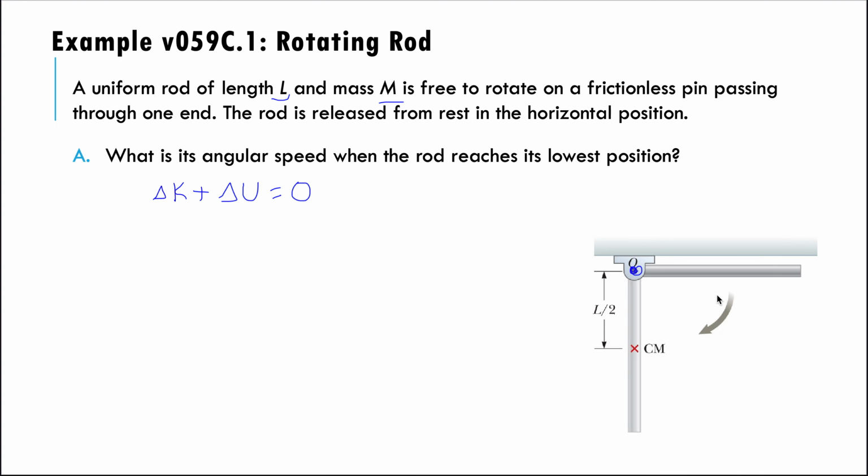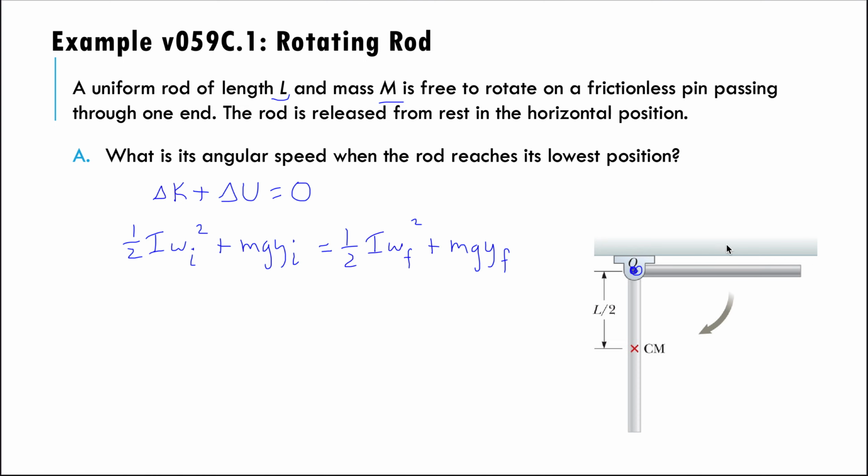Notice that we're only dealing with rotational kinetic energy here. We don't have any objects moving linearly. So we can just write 1/2 I omega initial squared plus mgy initial equals 1/2 I omega final squared plus mgy final. For all conservation of energy problems, we need to define our reference level.